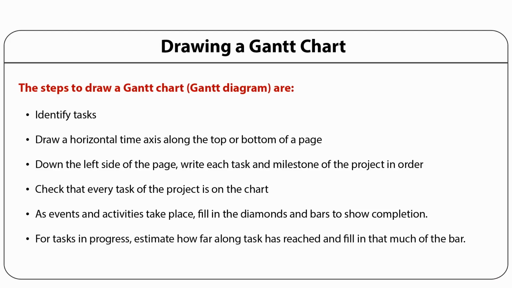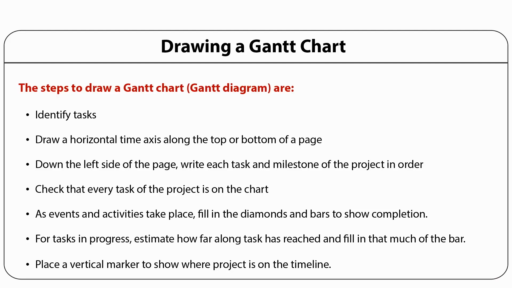For tasks in progress, an estimation has to be made of how far the task has reached, and that much of the bar is filled in. Besides this, a vertical marker can be shown at the place where the project is on the timeline. If the chart is posted on the wall, for example, an easy way to show the current time is with a heavy dark string hung vertically across the chart.